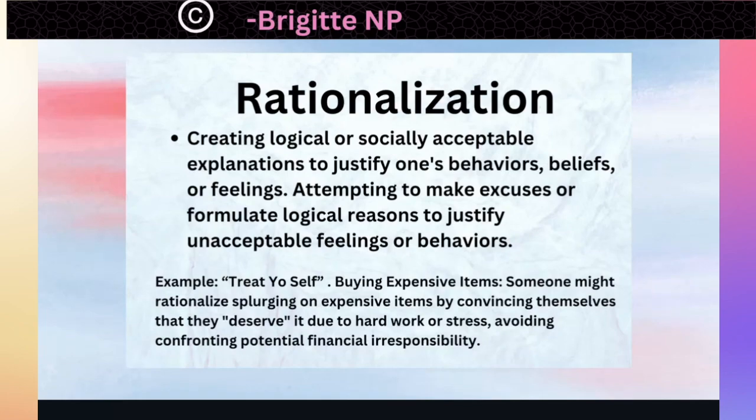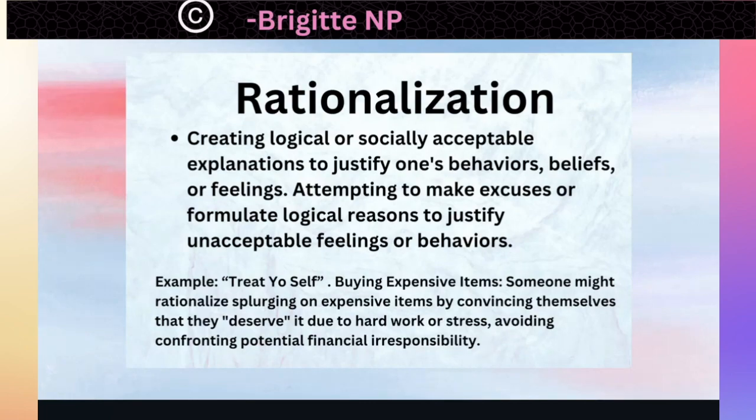Other examples of rationalization might be if a student fails an exam, a student who performs poorly on an exam. They might rationalize the outcome by blaming the test difficulty, the teacher's teaching style, or external distractions rather than acknowledging their lack of preparation or effort. Procrastination, someone who consistently procrastinates might rationalize their behavior by saying they work better under pressure or that they have too many tasks to handle at once, avoiding the acknowledgement of underlying anxiety or fear of failure.